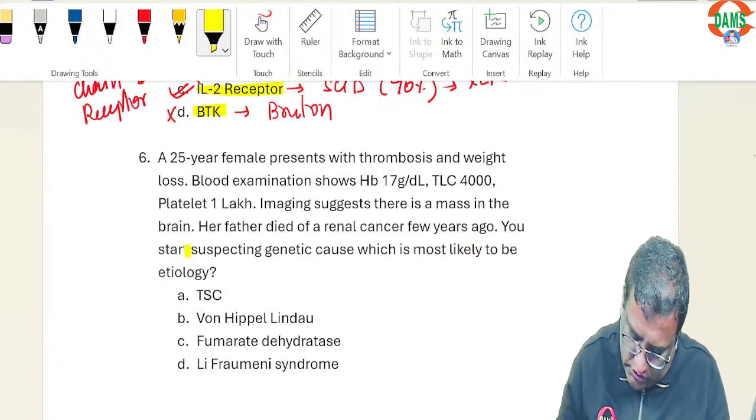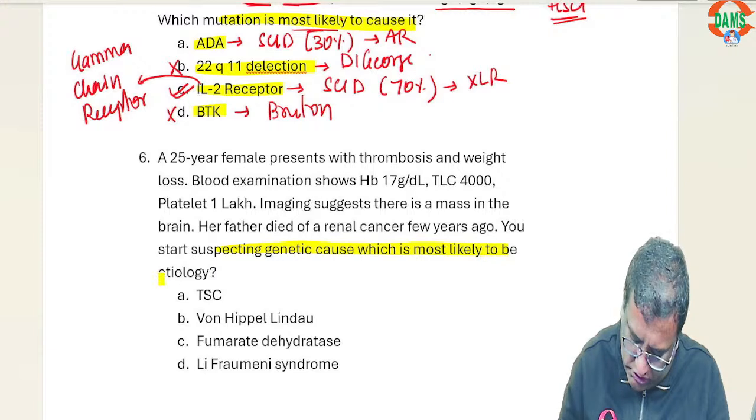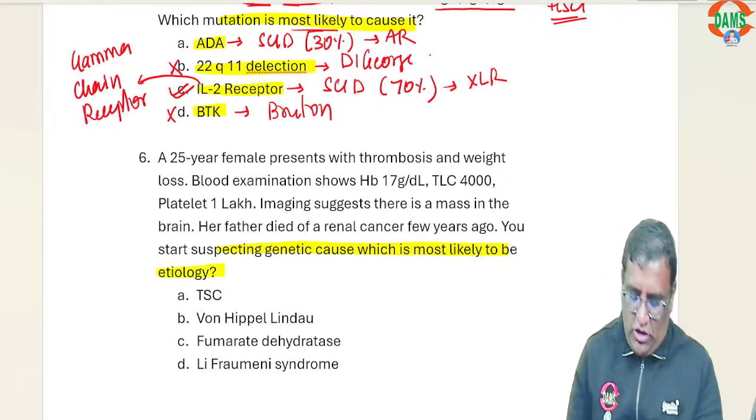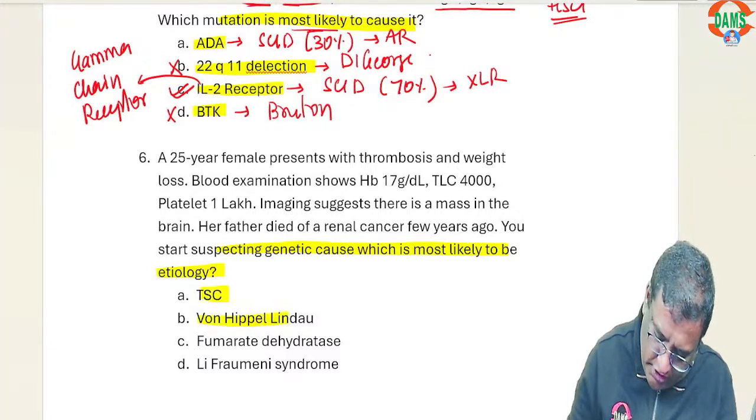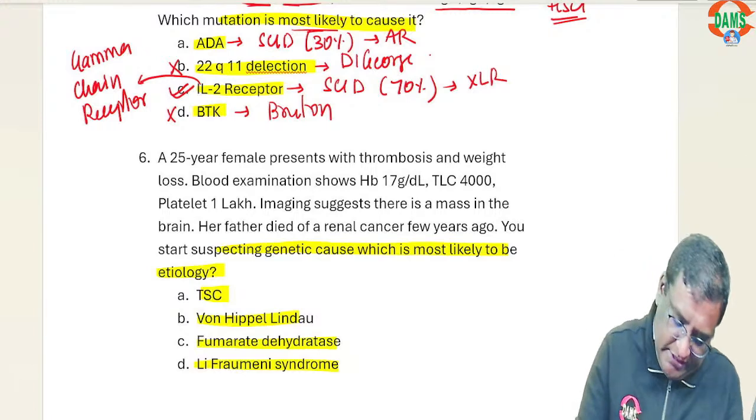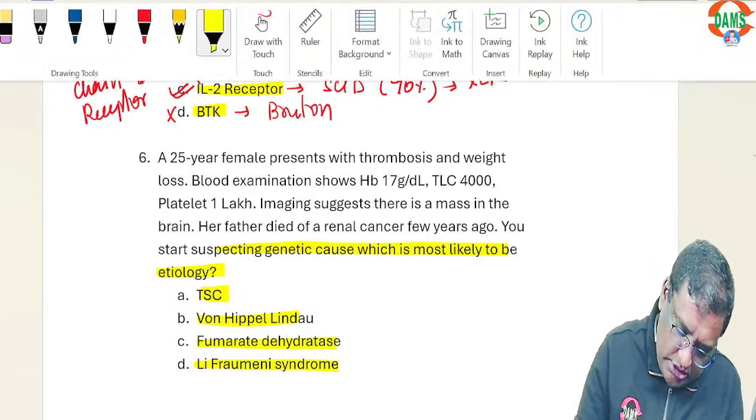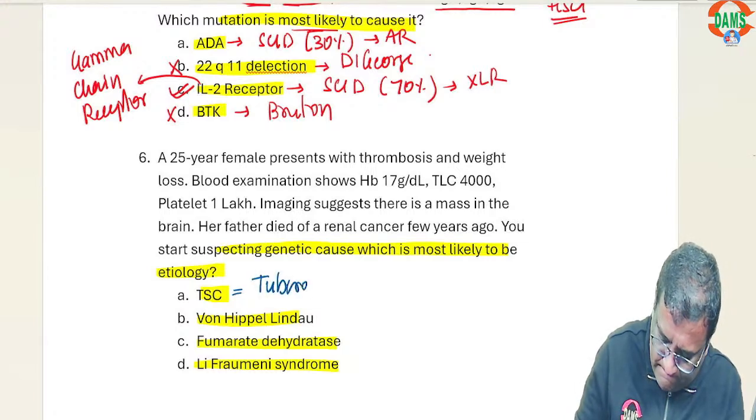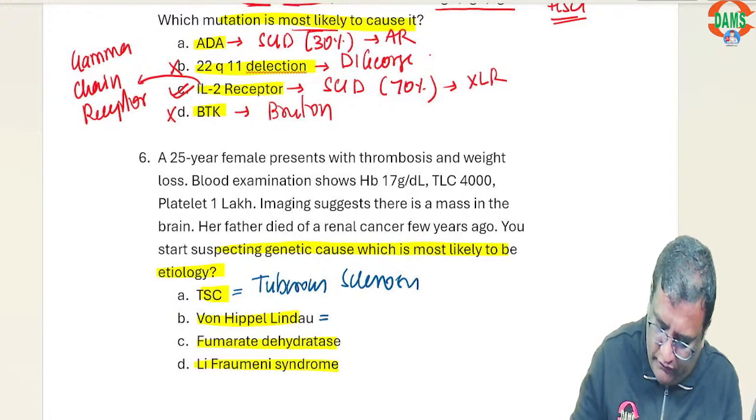You start suspecting a genetic cause, which is the most likely etiology. Which is most likely to be the etiology in this? Options given: TSC, von Hippel-Lindau, fumarate dehydratase, Li-Fraumeni syndrome. TSC causes what? TSC causes tuberous sclerosis, isn't it? Tuberous sclerosis. Von Hippel-Lindau syndrome, VHL syndrome.